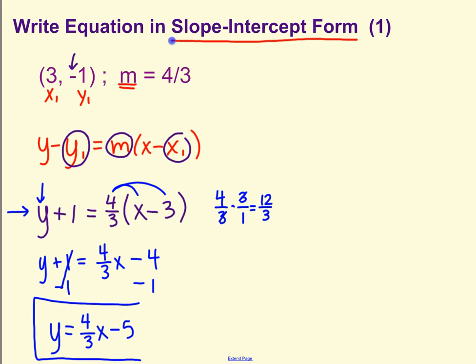And that is slope-intercept form. The slope is 4/3. The y-intercept is a -5. So again, we start with point-slope form, like we did right here. Solve for y by distributing, and then plus or minus the number with the y to get it alone.